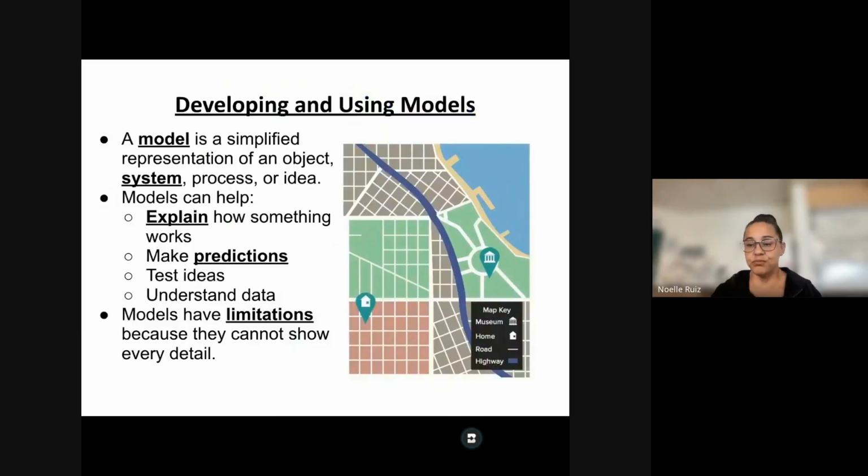Models. Models are huge in both worlds. A model is a simplified representation of an object, system, process, or idea. Models can help explain how something works. They can make predictions, they can test ideas, and they can help us understand data. But they do have limitations because they cannot show every detail.